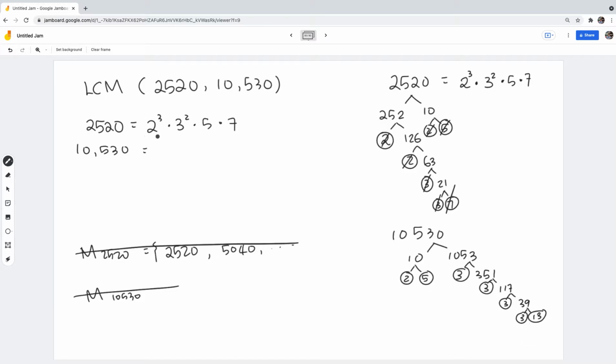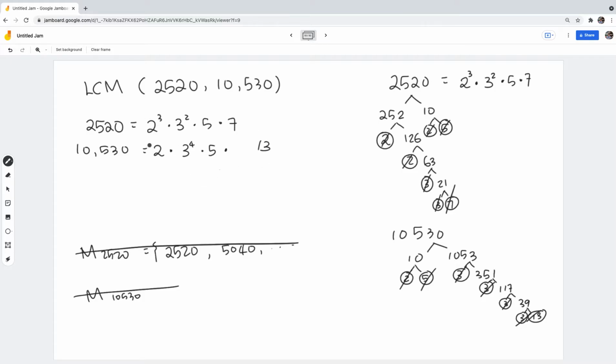Let's write it here. We have 2 as a factor, but that's the only 2, so that's 2 to the first. How about 3? We have 1, 2, 3, 4, so 3 to the 4th. And we have 5 times 5. And we don't have 7, so I'm just going to leave some space there, but still multiply that by the last number, 13. So we see what is in common.